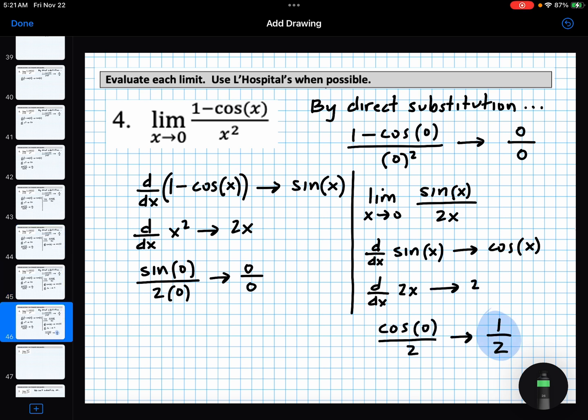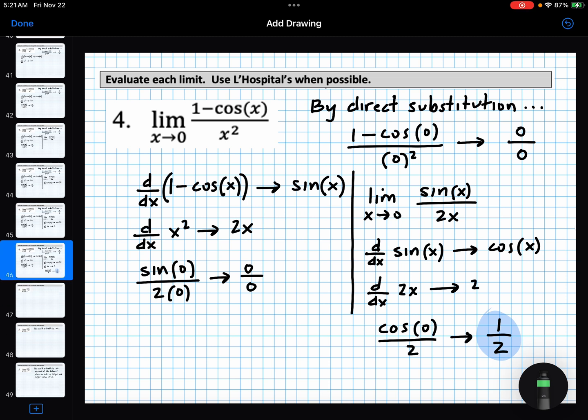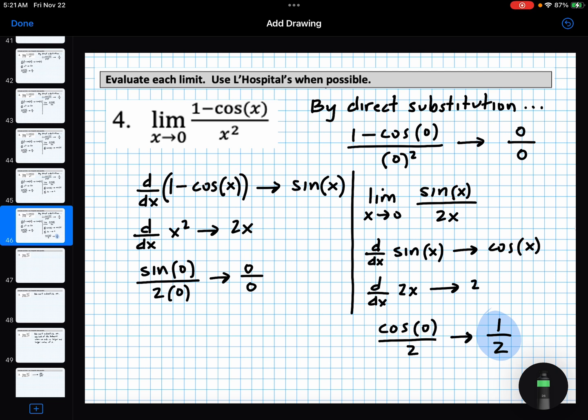I make a fraction again with that. And now when I substitute in, no more indeterminate form. I get 1/2 as my answer, and I'm good to go.